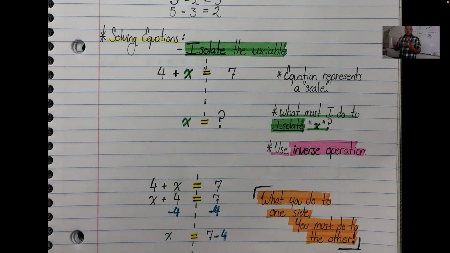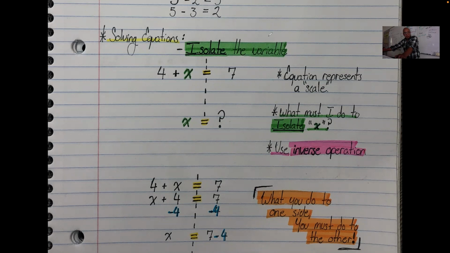So the question becomes, how do we solve equations? How can I go ahead and actually solve an equation? Well, ladies and gentlemen, our goal when solving equations is to isolate the variable. That is what we're trying to do when solving equations. We are trying to isolate the variable. Now, what does that mean?